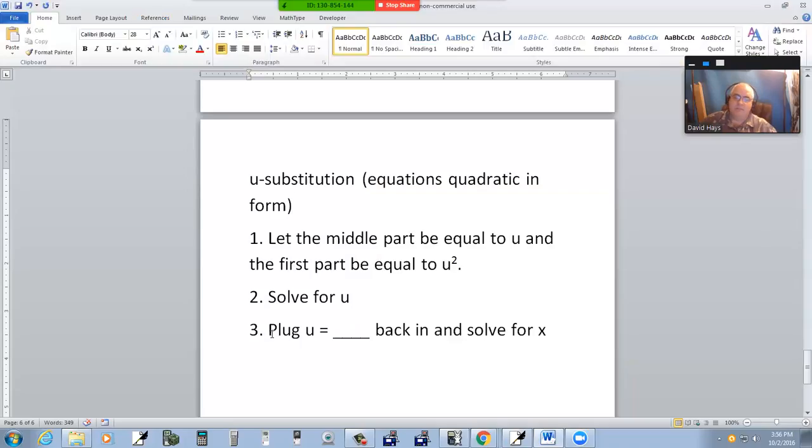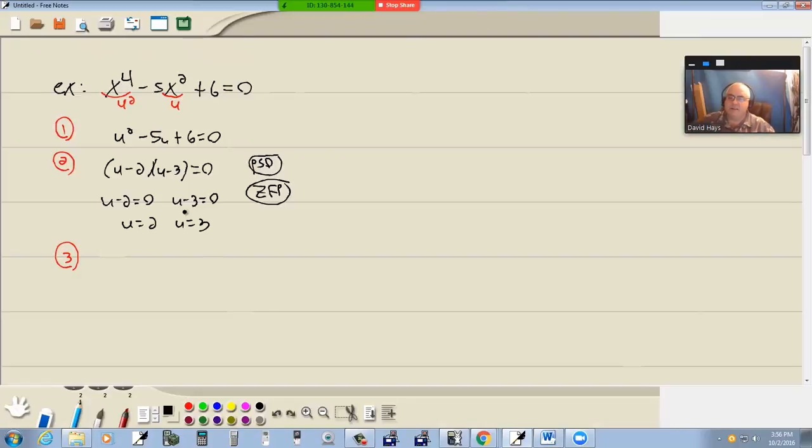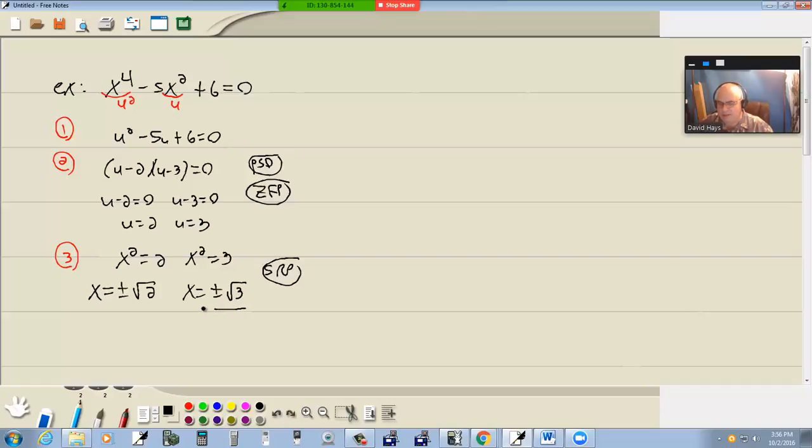Step 3. Plug u equals blank back in and solve for x. So whatever we said u is equal to right up here is what now we're going to plug back in. We said u is equal to x squared, so I'll put the x squared back in for the u. And this time, to solve for x, you could use the square root property. There's different methods you use at this point. But here we have something squared equal to something else. So square root property says you drop your squared, and you put a plus or minus square root on the other side. And those would be our 4 answers.